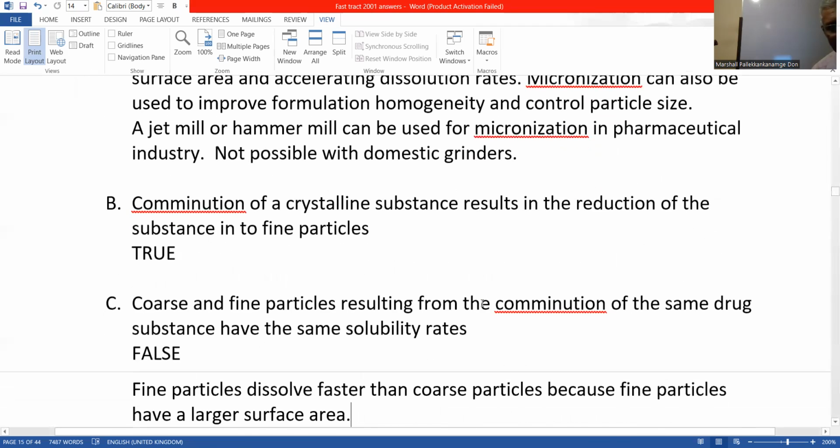Comminution of a crystalline substance results in the reduction of the substance into fine particles. That is true.